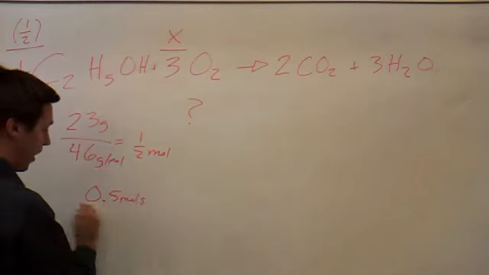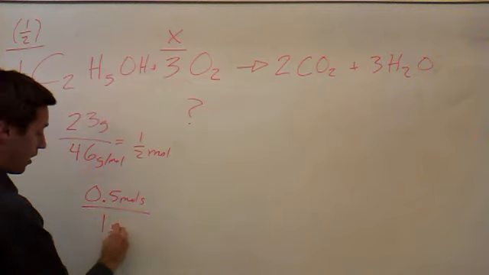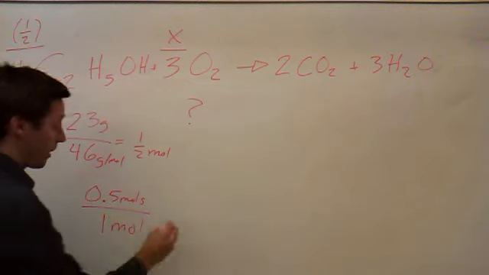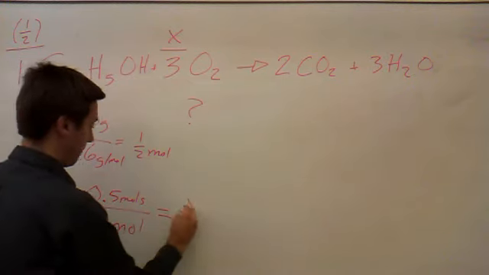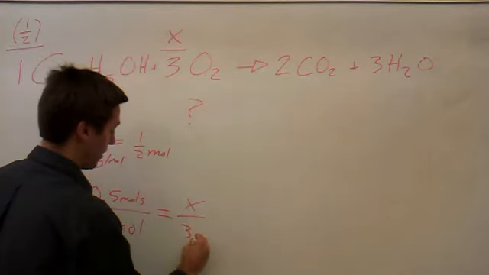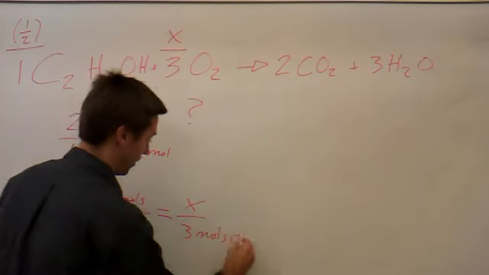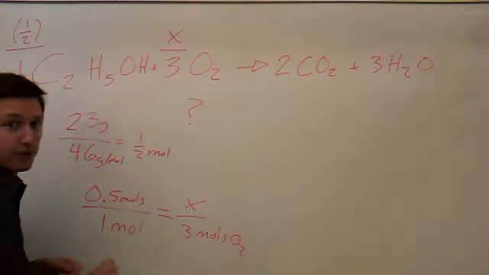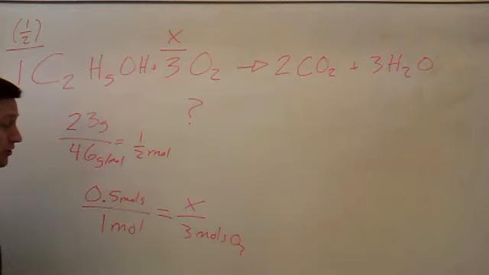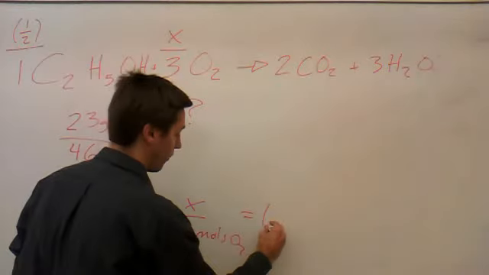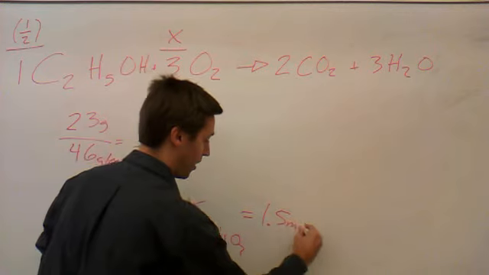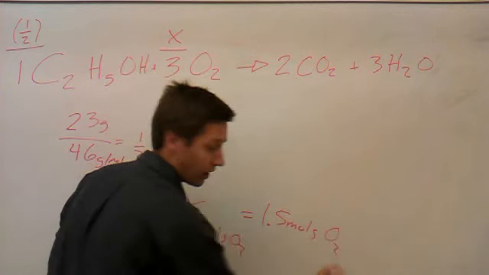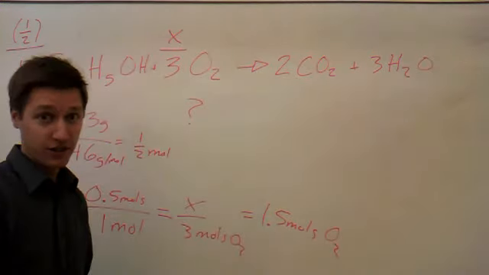0.5 moles. The balanced recipe is calling for 1 mole. The balanced recipe says we need 3 moles of oxygen. How many do we actually need? Solve for x. X turns out to be 1.5 moles of oxygen that is going to be needed to fully combust this.